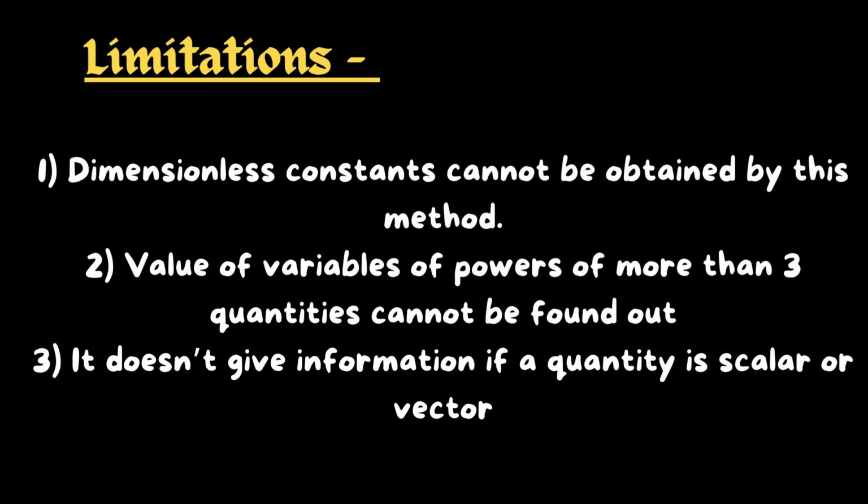The next one is that it does not give information on whether a quantity is scalar or vector. If you take an example, acceleration, the dimension of acceleration is L power 1, M power 0 and T power minus 2, students. So this does not tell whether it is a vector or scalar quantity. This is also an important limitation of dimensional analysis, students.